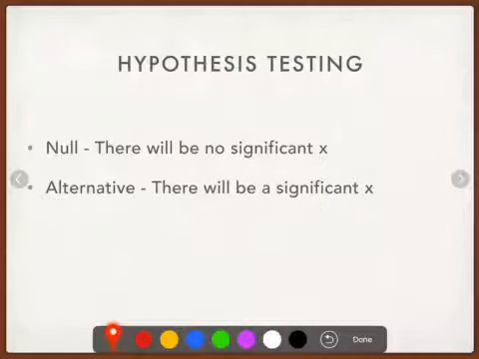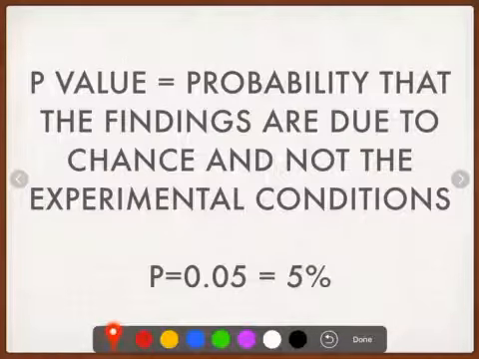There was a significant difference. Chance, by the way, means luck. So there'll be no significant difference, and if you find a difference, it's just due to luck, or there will be a significant difference and it wasn't due to luck that we found that difference. Okay, so at the end of a piece of research, you want to accept one of them and reject the other, whichever way round it is.